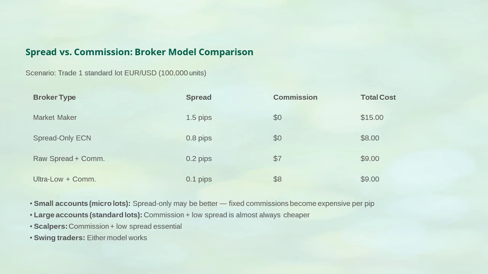A 1 pip spread on a spread-only account can eat up 10 to 20% of a scalper's target. For swing traders, either model can work because you're holding trades longer and targeting larger moves. The key is to do the math for your specific situation. Calculate your average trade size and frequency, and choose the model that minimizes your total cost.